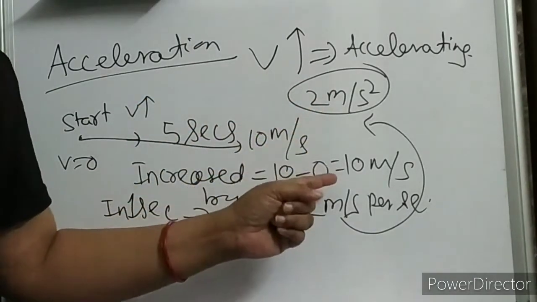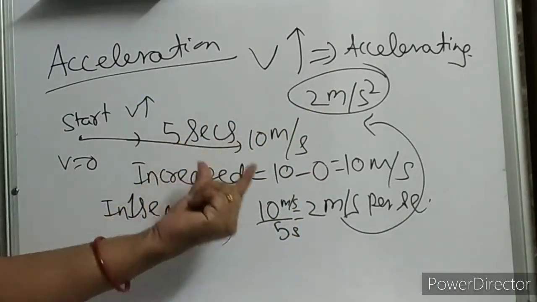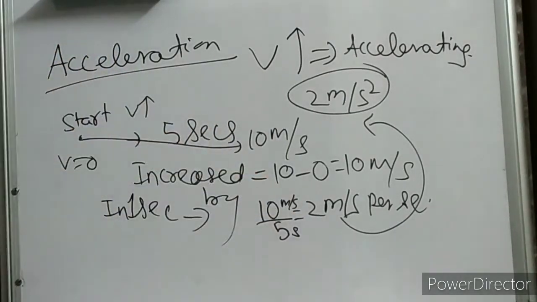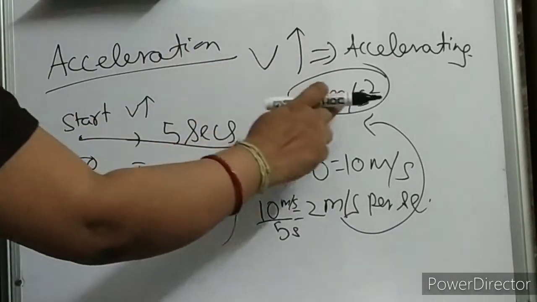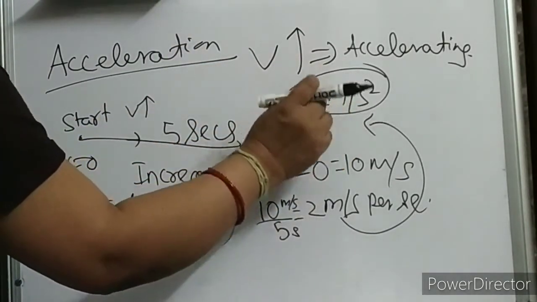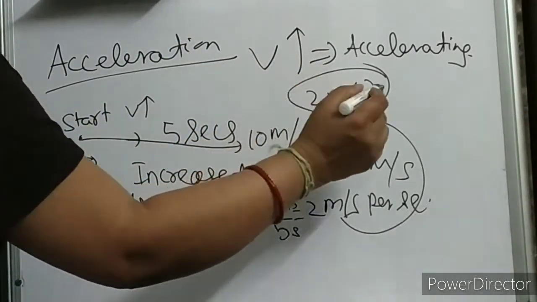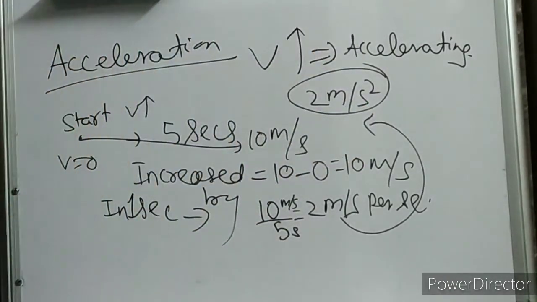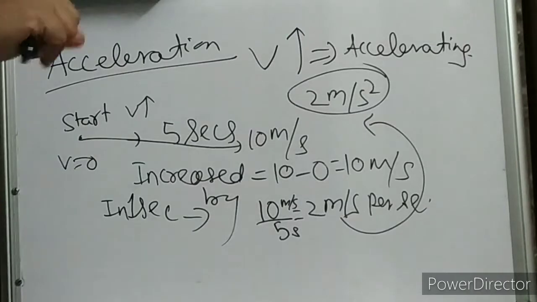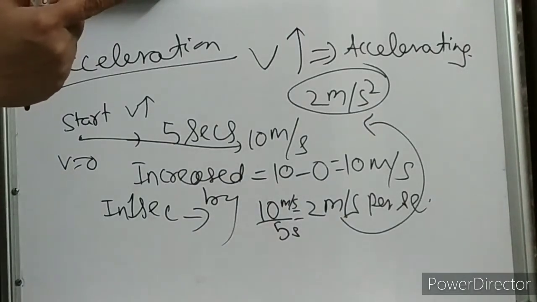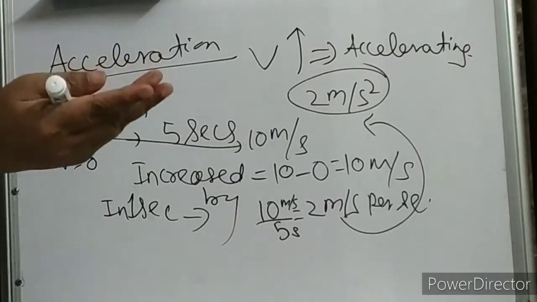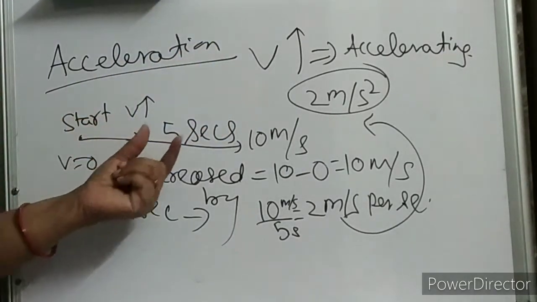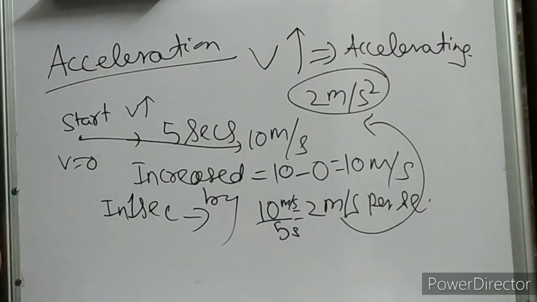What does it mean? That means in every second the velocity increases by 2 meter per second. 2 meter per second square means the velocity is increasing by 2 meter per second in each second. In the next second it will be 4 meter per second, in the next second 6 meter per second. Like this it is changing. So this is your acceleration.